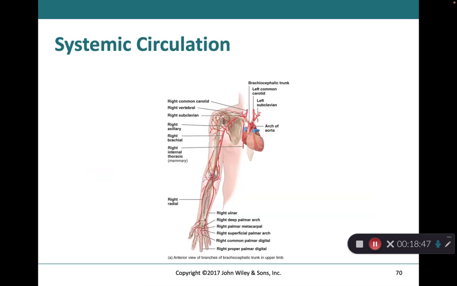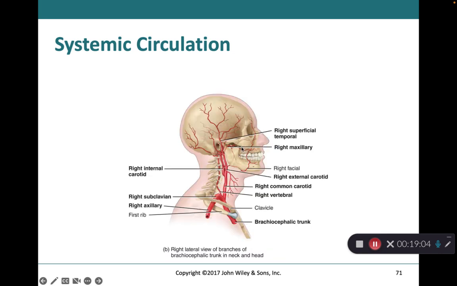Okay, went through arms. This one's just showing here where we have the vertebral arteries. Okay, so it's coming off right over here, kind of off of the subclavian, and then the right internal thoracic, which leads to the mammary area as well.